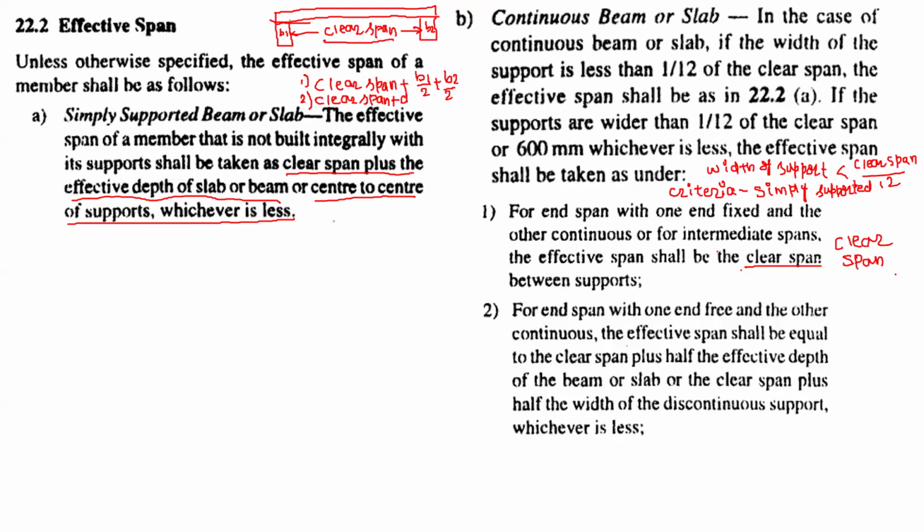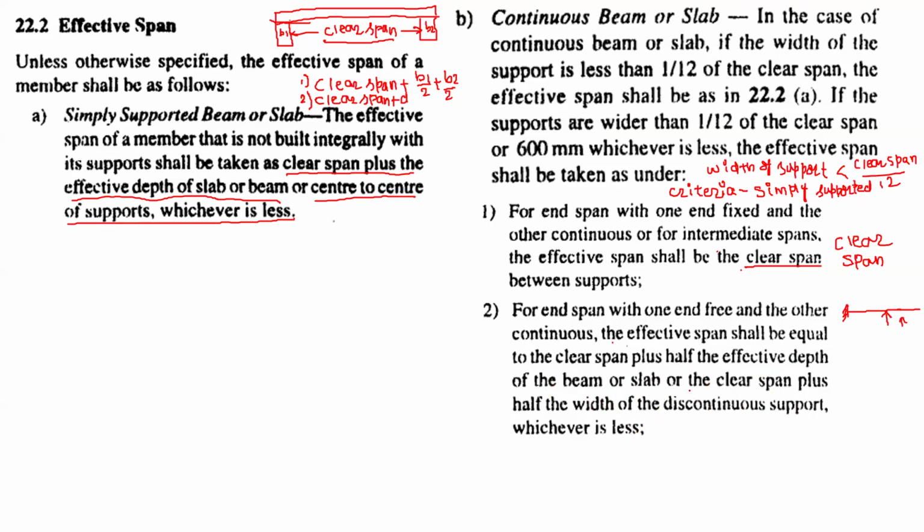Now for an end span with one end free and the other continuous, we can have the span this way: one end continuous on the left side and the other end free. Then the effective span shall be equal to clear span plus half the effective depth of the beam or slab, or the clear span plus half the width of the continuous support, whichever is less.